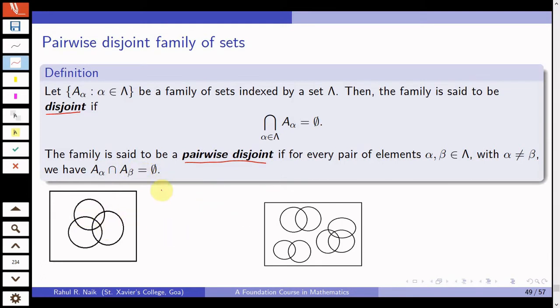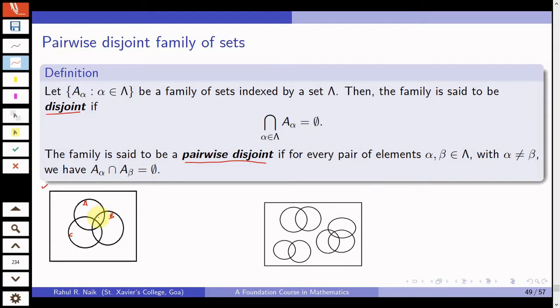So here are some geometrical ideas of disjoint and pairwise disjoint sets. Let us consider this example first. Consider this box as a universal set and these three sets as a family of sets. So these are the subsets of your universal set. Let me name these as A, B and C. We are going to check whether these are disjoint or pairwise disjoint. So first I will be checking for disjoint.